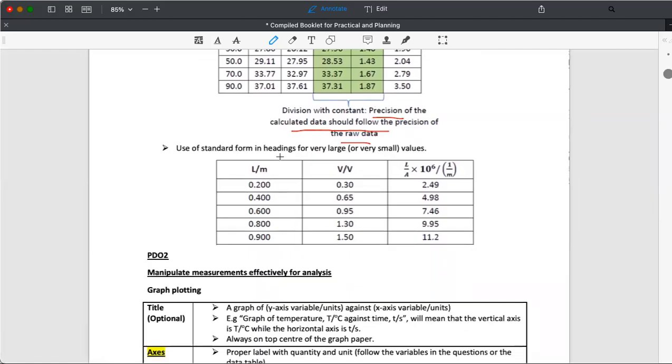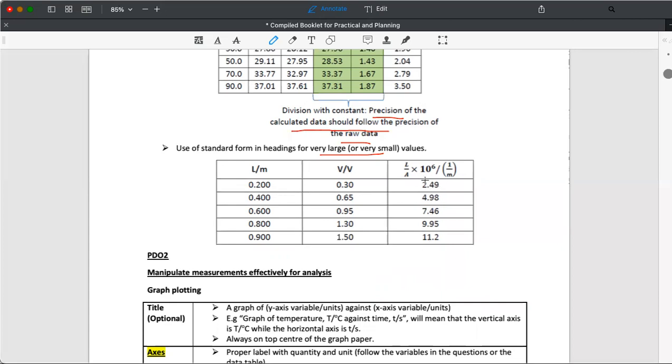Use of standard form in the heading for very large or very small numbers. Yes, this is a very good practice. Please do this because we don't want you to show very, very big or very, very small numbers. It looks very unglam on the table. It's not neat. It's not organized. You may be penalized, so don't do that. It also helps you to see the value more clearly.